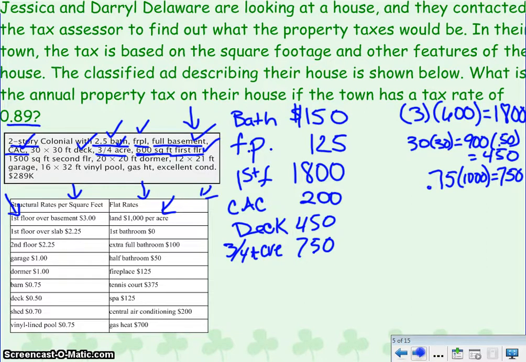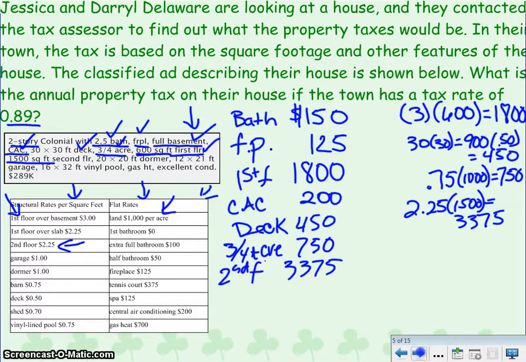We've already taken care of the first floor, so let's go to the next line. 1,500 square foot second floor. So if we look here, it's $2.25 for the second floor, and I have 1,500 square feet. So I have a total there of $3,375. And that's for this second floor.